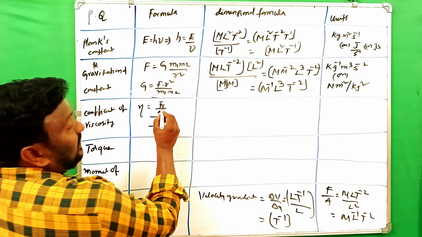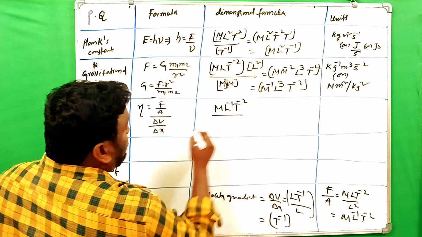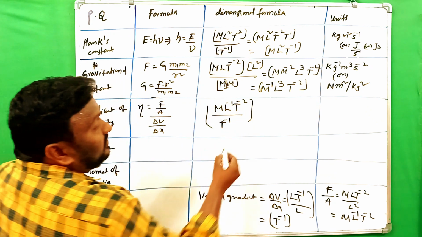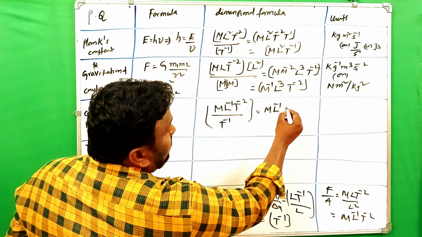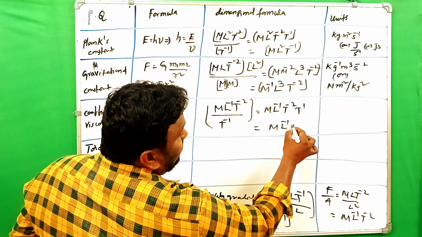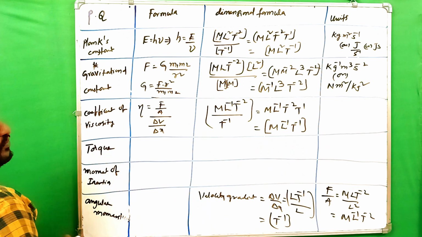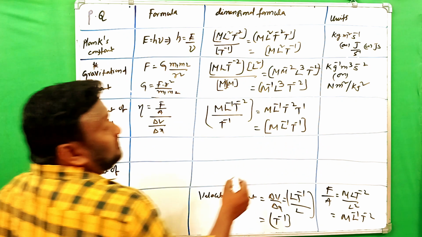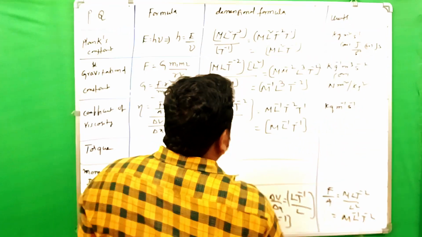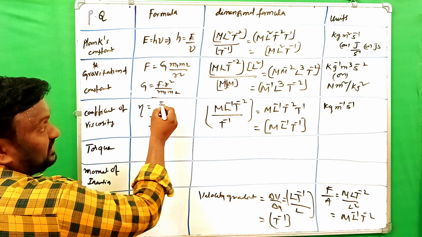So substitute now. F by A is M L inverse 1 T inverse 2 by velocity gradient T inverse 1. Then we get M L to the power of minus 1 T to the power of minus 1. That is the dimension formula of coefficient of viscosity. For this dimension formula, we can write kg meter inverse second inverse. Now F by A, what is it? Pressure.